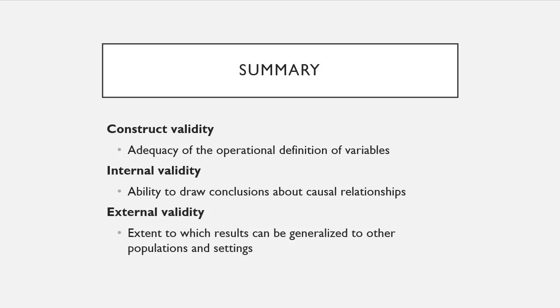Internal validity is the ability to draw conclusions about the causal relationships by looking at temporal precedence, the covariation, and ruling out possible other explanations. And then external validity is how well we're able to generalize to other populations and settings. And remember, generally, experimental designs have higher internal validity, and non-experimental designs where you're working with participant variables tend to have higher external validity.